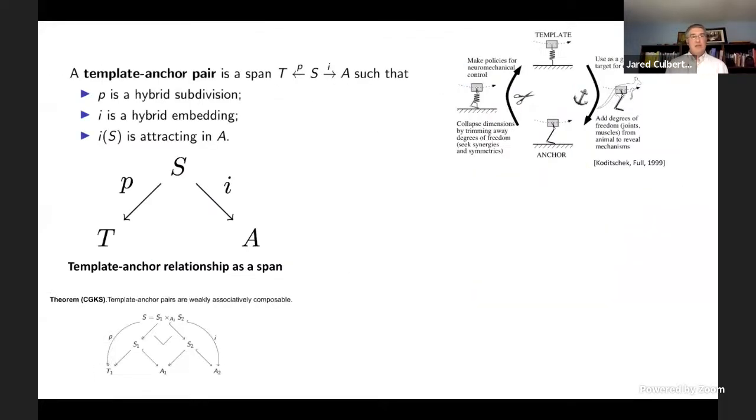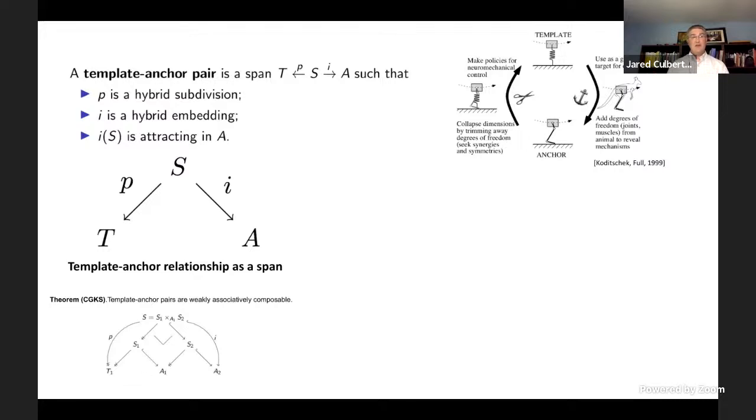So now we can define this idea of a template anchor pair just as a span. If you remember, the idea is that this low dimensional template should be something very simple, some sort of very simple dynamical system. And then we want to be able to subdivide that low dimensional thing into something that is the same dimension, but maybe split into multiple components that can then be embedded into a larger ambient system in an attracting way.